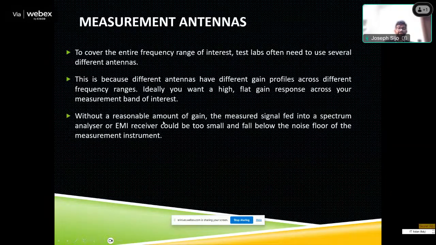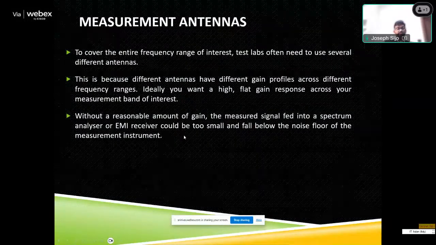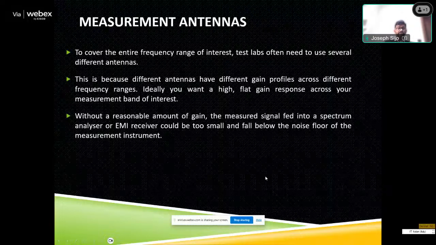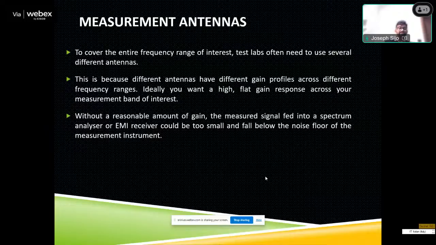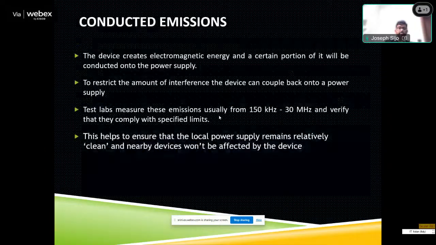And also, without a reasonable amount of gain, the measurement signal is fed into the spectrum analyzer or the EMI receiver poorly. So we have to check how much the gain is, and whether we are able to catch the appropriate signal from the antenna. That's why we have to keep the proper setup for each frequency range, and we use different frequency ranges and different antennas for the radiated emission test setup.